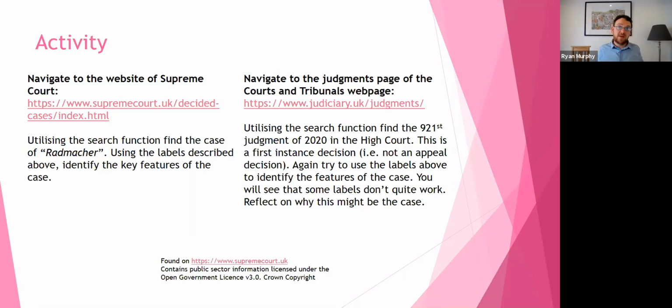This is not an appeals case, so this is what we would call a first instance case. And what I would like you to do is to, again, try to use the labels that I've given you to identify the features of the case. You will see that some of the features I've given you, some of the labels, don't quite work in this, the 921st judgment of 2020 in the High Court. Reflect on why that might be the case.